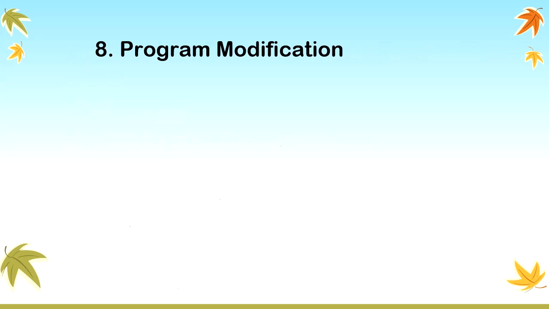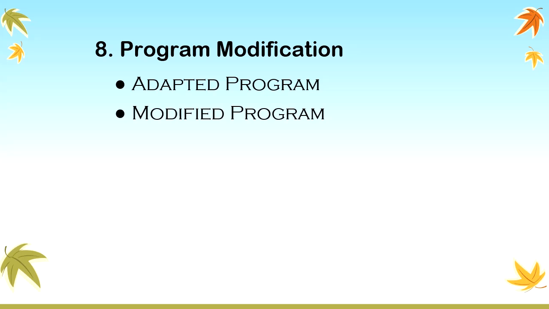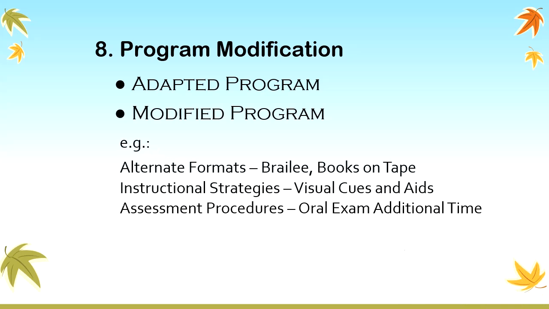The eighth component of IEP is program modification, which includes an adapted program and a modified program. An adapted program retains the learning outcomes and helps the students to participate fully. For example, alternate formats like Braille, books on tape, instructional strategies like visual cues and aids, assessment procedures like oral exams, additional time. A modified program has learning outcomes which are substantially different from the prescribed curriculum and specifically selected to meet the students' special needs.